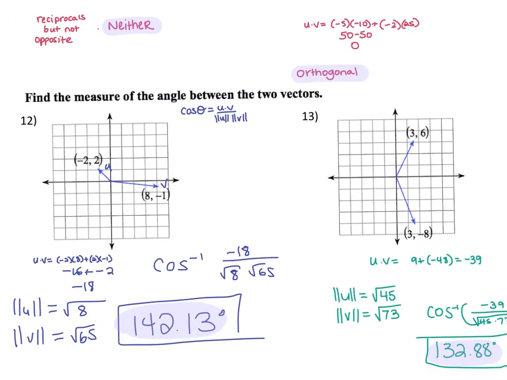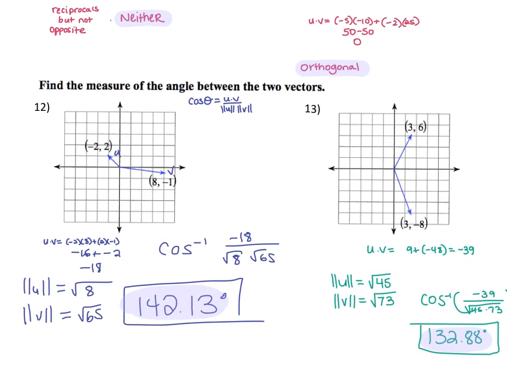And then the last ones were the angle between the 2 vectors. And the formula is here. So it's the cosine of that angle equals the dot product over the product of the magnitude of each. So I'd get cosine inverse of -18, because that was my dot product, over the square root of 8 times the square root of 65. And you should have gotten 142.13. And drawn, it's definitely obtuse, so hopefully that helps you confirm your answer.